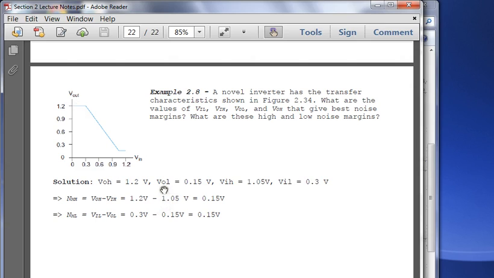VOL, voltage output low, is here. We want it to be at this line. So it's going to be 0.15. So based on this, we approximate it as 0.15.